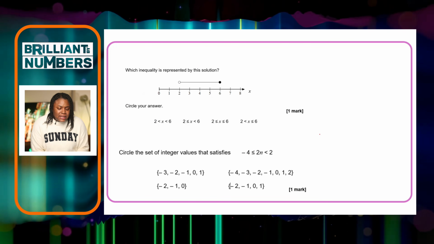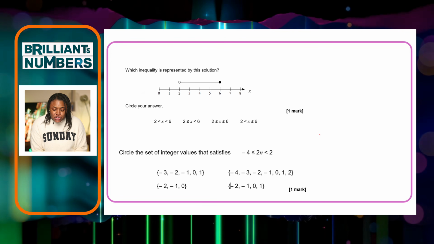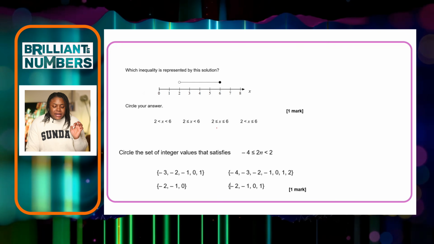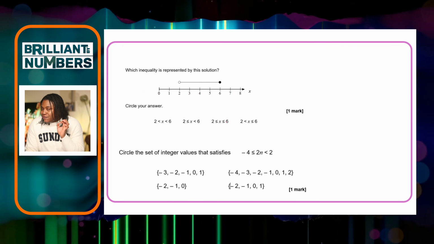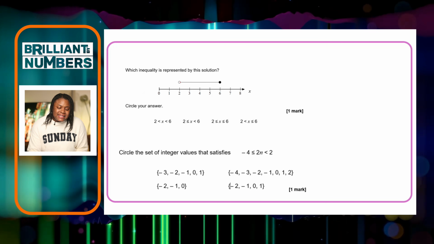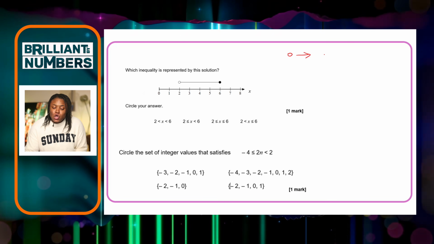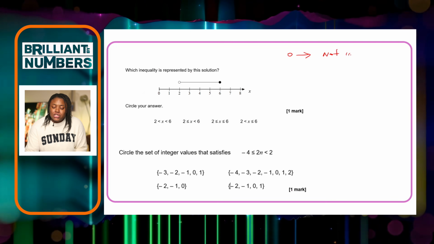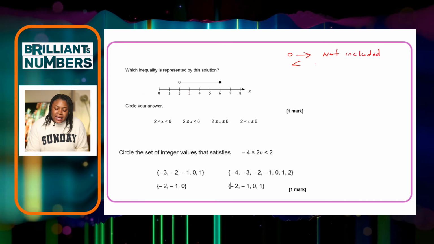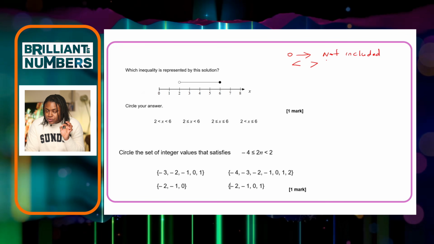Okay, we go to inequalities on the number line. Which inequality is represented by this solution? So I always say, when you're working on inequalities, guys, and you're getting options, you need to do the question first and then look for the answer. So I must remind myself that an unshaded circle means the number is not included in the answer. And if it's not included, I will have either a less than or greater than sign with no line under it. Just to remind you of that.